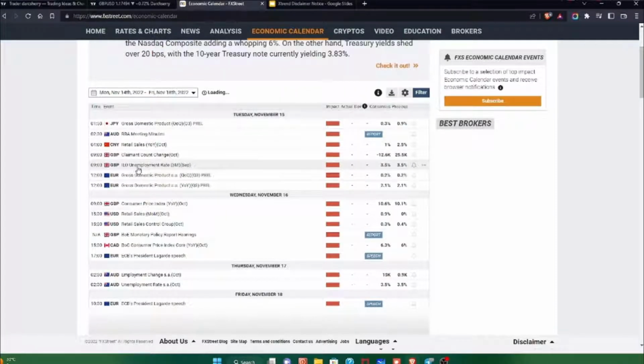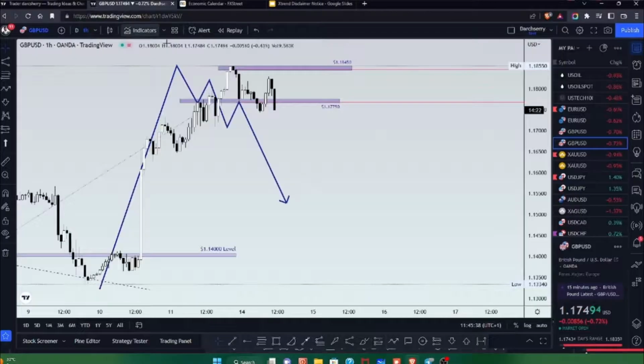So we have the claimant count change coming up on Tuesday, and then the unemployment rate also coming up on Tuesday. Then on Wednesday, we have the consumer price index, a very important event that will definitely have a high impact on price action. We also have the BOE monetary policy report hearing on Wednesday as well. Then on that same Wednesday, we have the USD retail sales. So we are looking at Tuesday and Wednesday for these events to come up, and obviously we are going to be seeing the anticipation of these events reveal itself on the chart's price action.